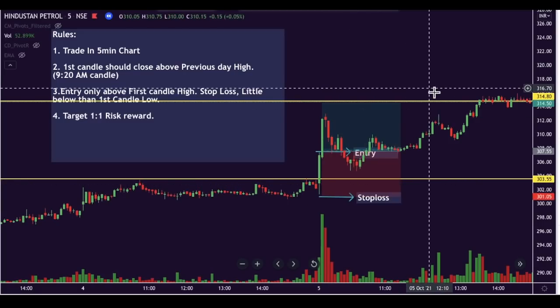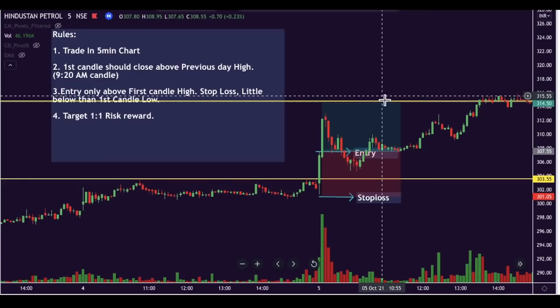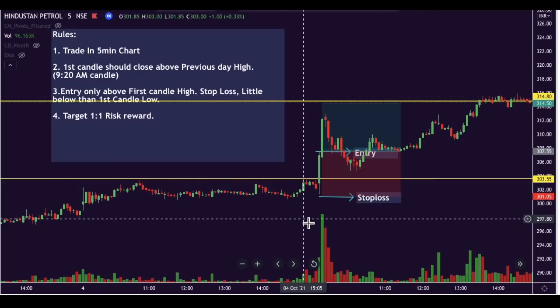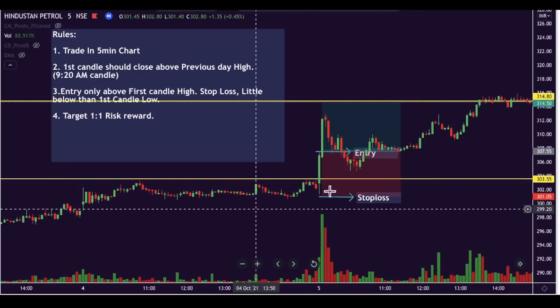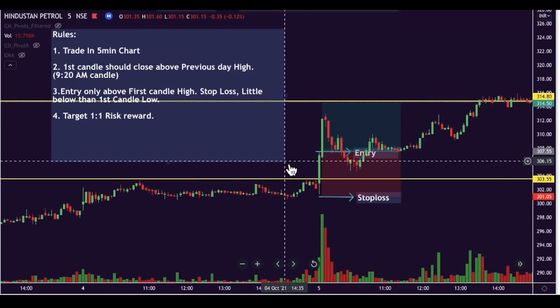Target 1:1 risk reward. So now I'll show you two more examples, then I will show you one live market example, and by the end of this video I will share the scanner with you, with the help of which you can find this kind of stocks. Alright, now let us see two more examples.